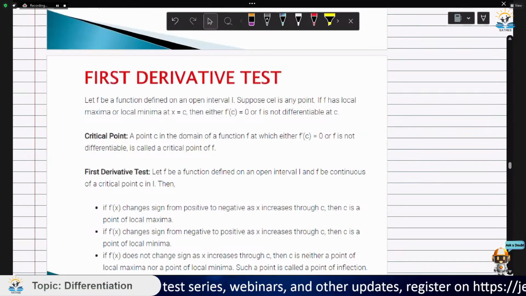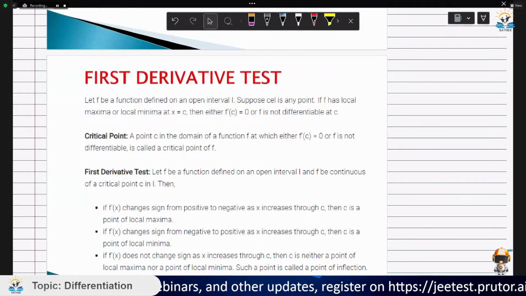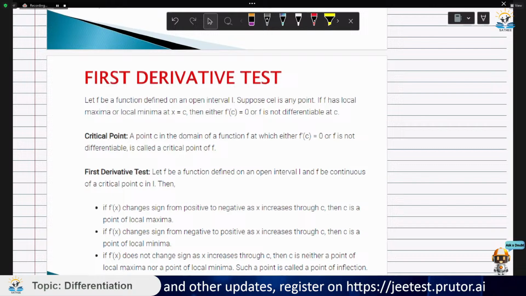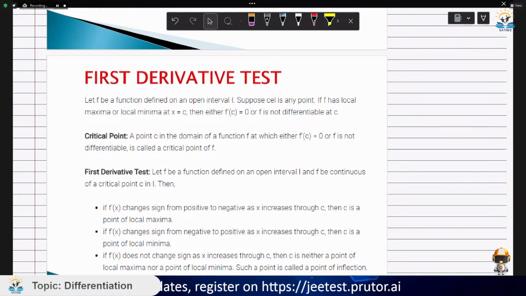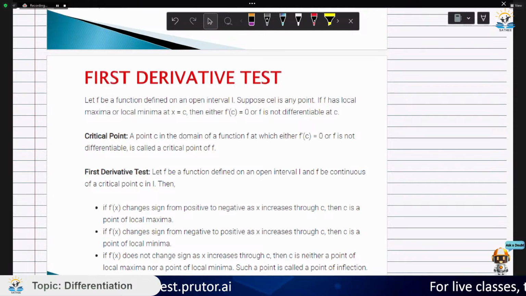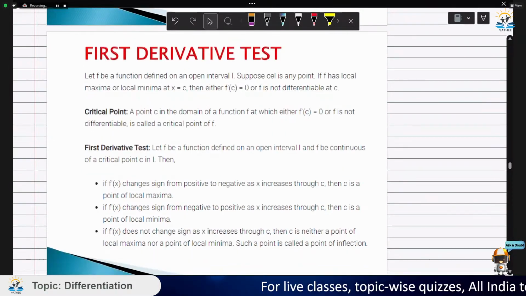Now let's move to the first derivative test. So what does the first derivative test say here? Let f be a function defined on an open interval I. Suppose c is any point. If f has a local minima or local maxima at x equals c, then either f dash c is equal to 0 or f is not differentiable at c. Okay, so this is understandable. We'll discuss this in more detail further on.